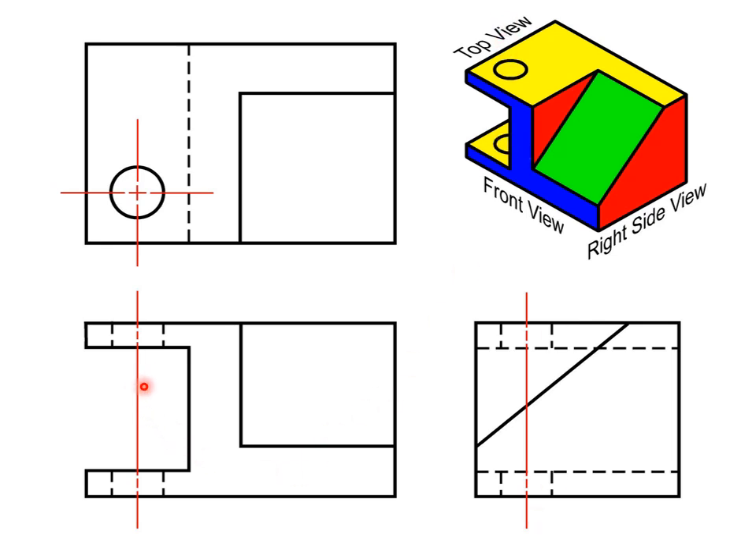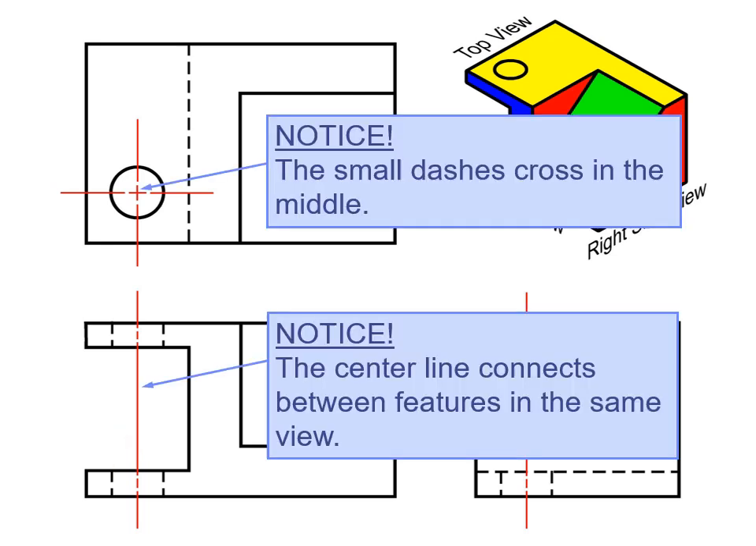And you're probably saying, well, why did you just have it go all the way through? We want to make sure people know that these two holes are aligned. By using this center line going all the way through, those two holes definitely are on the same alignment. If it wasn't important that they were aligned, you could leave this out in the middle. Now, in this case, we have our small dash in the middle. And as I said, the center line connects between the features in the same view because they're aligned with each other.